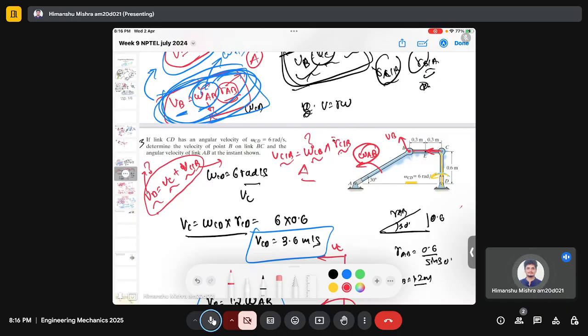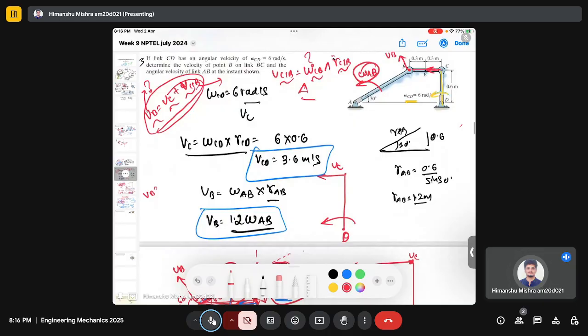So you can write this equation in vector form: VB equals VC plus omega CB cross product with the RCB vector. You can decompose this vector equation into an x component equation and a y component equation. So this is unknown and this is unknown. From the x and y component equations, you can find these two quantities, because two are unknown and you need two equations.